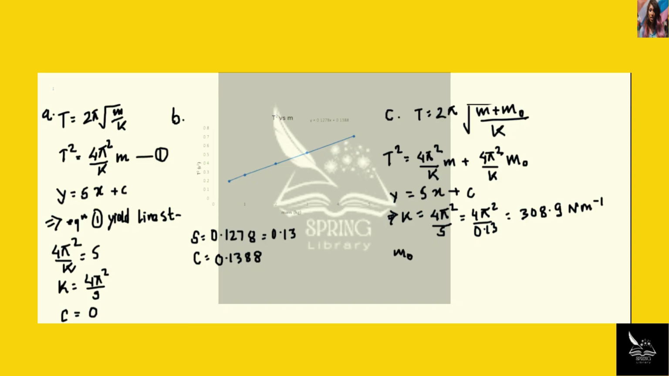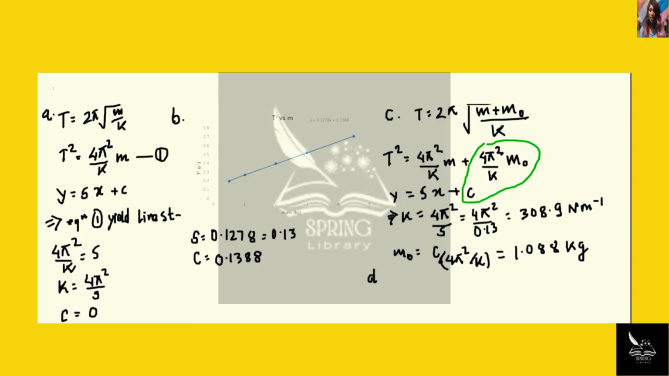So we got k, and now the value of m naught. If you compare these two, m naught is c upon 4π squared by k. Right, now we know everything. We know the value of c, we know the value of k, so just plugging those in gives me m naught equal to 1.088 kg. So we are done with part C of the problem.